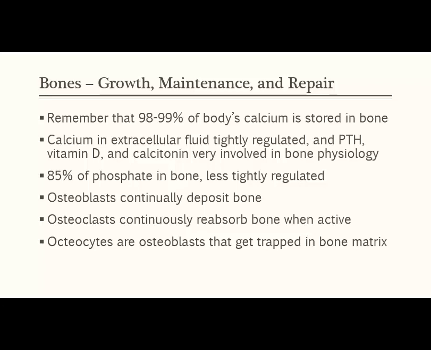In order for the organism to maintain homeostasis, calcium is very tightly regulated. So it's regulated by things like parathyroid hormone and vitamin D and calcitonin. And because of that regulation and the importance of bone to store calcium, PTH, vitamin D, and calcitonin are all very involved in bone physiology, and we've talked a little bit about that. We'll come back and talk more about that.